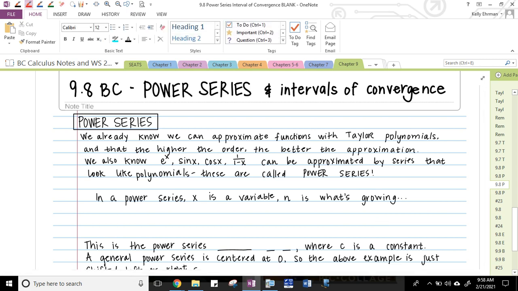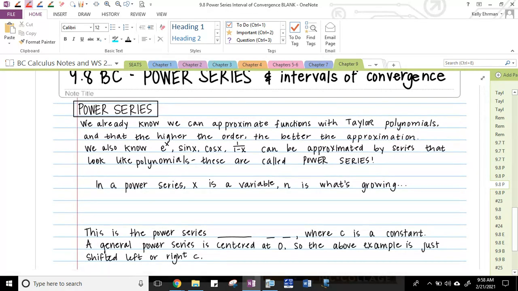All right, we're going to start section 9.8. We have 2 days of notes for this section, and we're going to tie together a lot of the stuff that we learned in 9.7. So now instead of just looking at functions and getting to Taylor polynomials, instead of being given a function, we might be given a series instead.